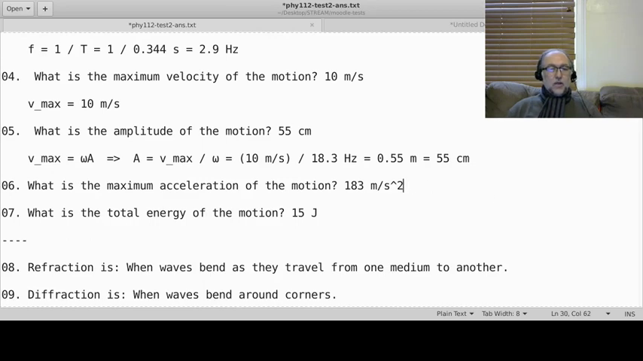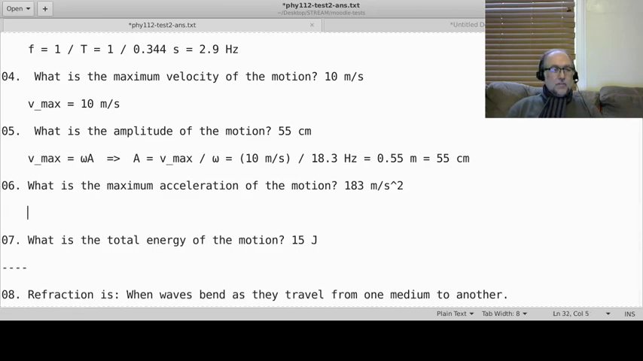And then the next one was, what is the maximum acceleration? Well, the maximum acceleration, the formula, looks a lot like the formula for the maximum velocity in terms of A, except that now it's omega squared. Okay, and so we have all those quantities on the right hand side. So omega is 18.3 hertz.